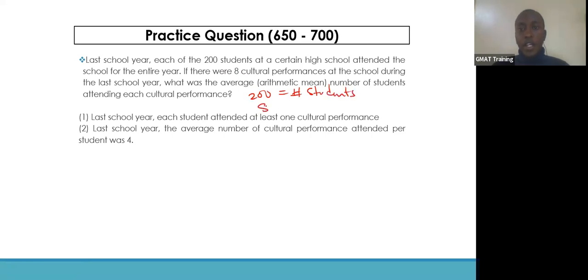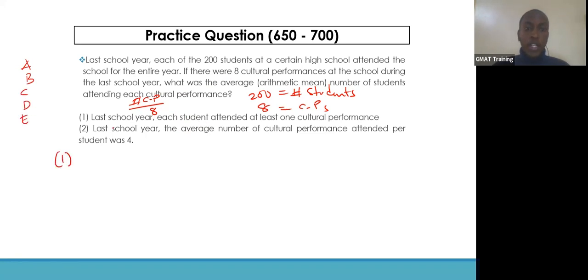There are 8 cultural performances at the school during the last school year. What was the average arithmetic mean number of students attending each cultural performance? So we need to know the number of performances that the students attended over the number of actual 8 performances that were offered by the school, or that were done during that particular year, right? Let's go down the answer choices.